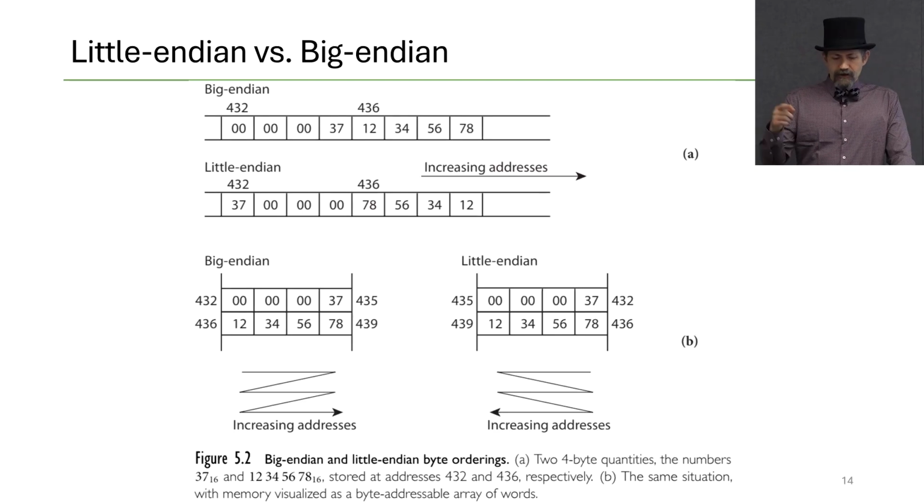So I've actually drawn this with increasing addresses going from right to left, right? 432 to 435, 37, 0, 0, 0, 78, 56, 34, 12. The increasing bytes go to the left, but we can read it to the right in the normal way. It tells you how little-endian is basically storing it in the opposite way from how we read it.